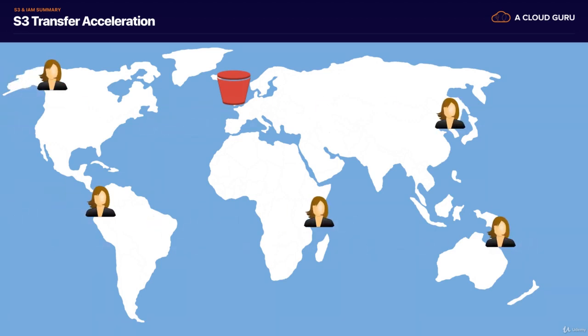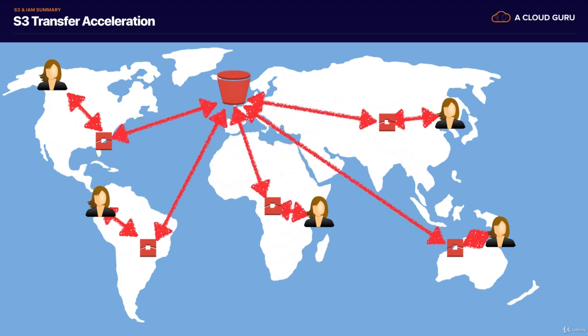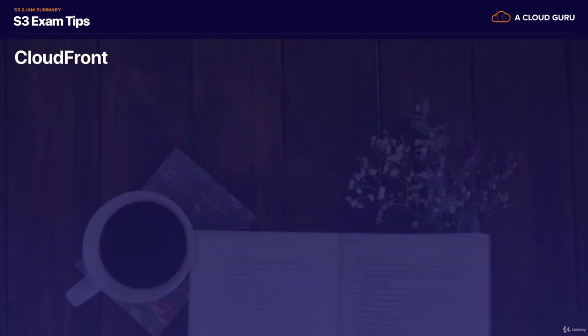So we have our users, they're all around the world. We have our edge locations. Our users will upload their files to the edge locations first, and then those files will go over the AWS backbone network to S3. And we saw how mostly it can improve speed and performance. So if you do need to increase the performance of your users being able to upload files to S3, look at S3 transfer acceleration. Moving on to CloudFront.